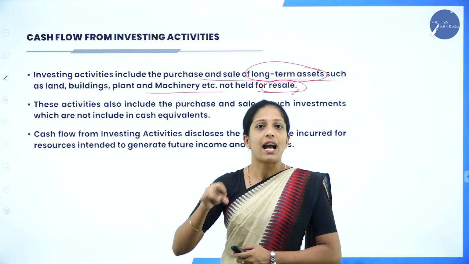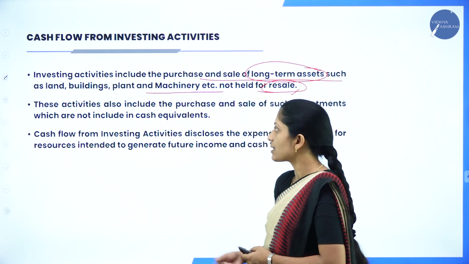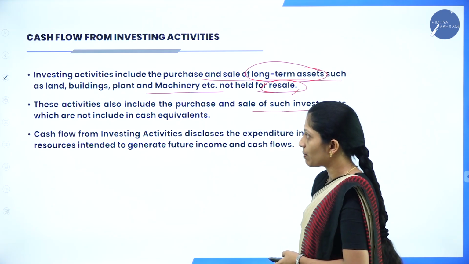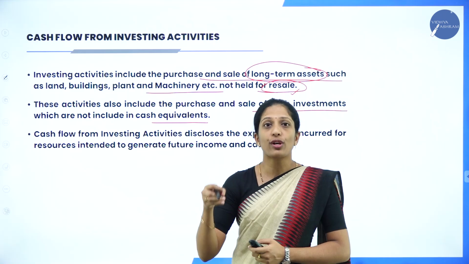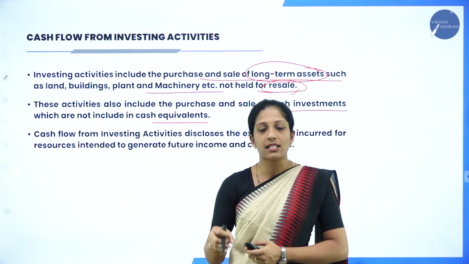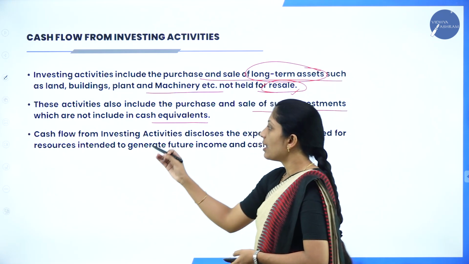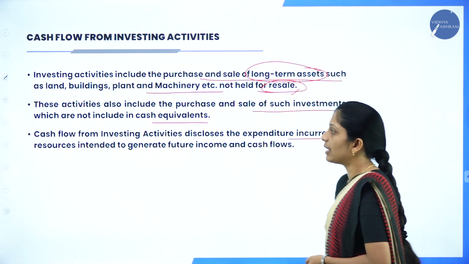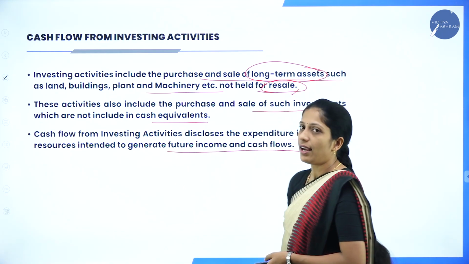So investing on that particular fixed assets is called as what? Investing activities. So these activities also include purchase and sale of such investment which are not included in cash equivalents. So it also includes investment activities where it is not included under cash and cash equivalents. Cash flow from investing activities discloses the expenditure incurred for the resources intended to generate future income and cash flows.